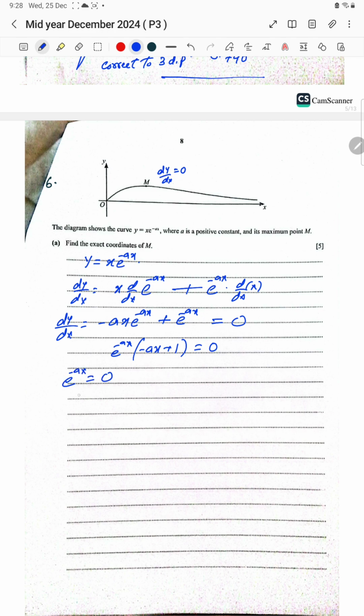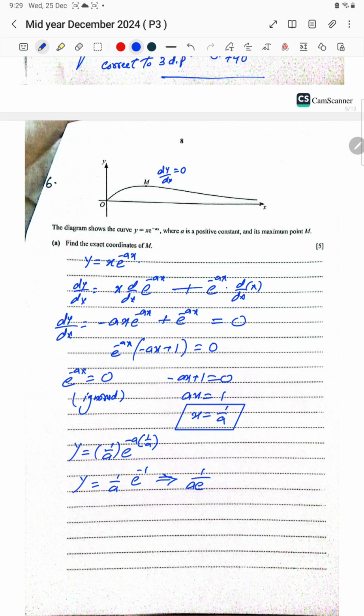So log of 0 is not possible, so it is ignored, and minus ax plus 1 equal to 0 means ax is equal to 1, so x will be 1 over a. This is the x coordinate of the point M. Replacing it in the equation for the y coordinate, y equal to x e raised to minus a into 1 over a, which is 1 over a e raised to power minus 1, that is 1 over a e. This is the y coordinate.